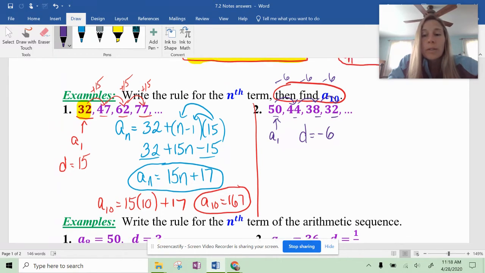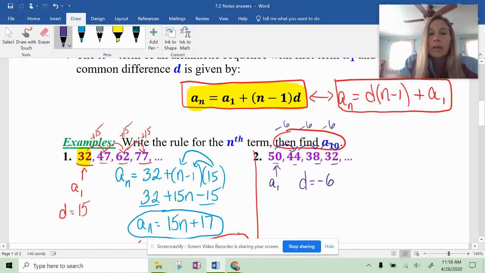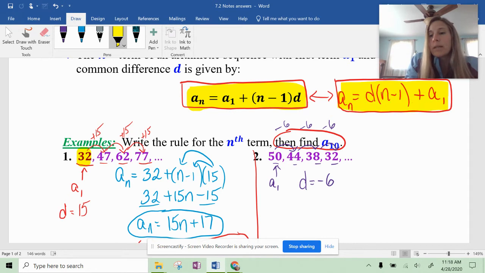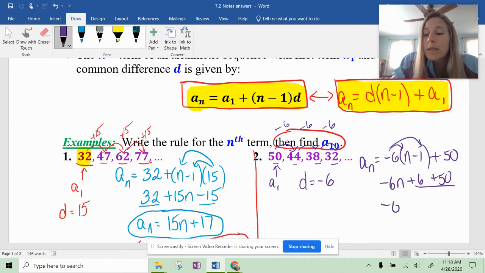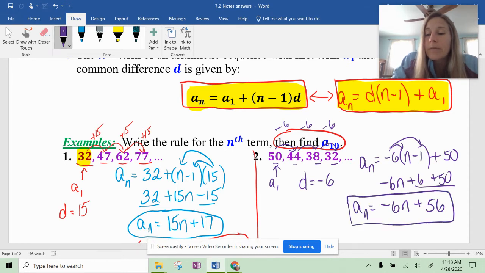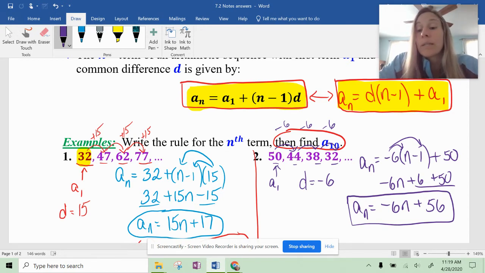So now using the formulas there up at the top, and this time I'm going to do it this way. It's the same formula, it's just rearranged a little bit. So if I put in my d value, which is negative 6, and I multiply that by n minus 1, and then I'm going to add my first term, which was 50. So I'm going to distribute my negative 6 here. So I get negative 6n plus 6 plus 50. And then those two like terms get combined, and I have negative 6n plus 56. So a sub n equals negative 6n plus 56. That would be my explicit rule for this arithmetic sequence.